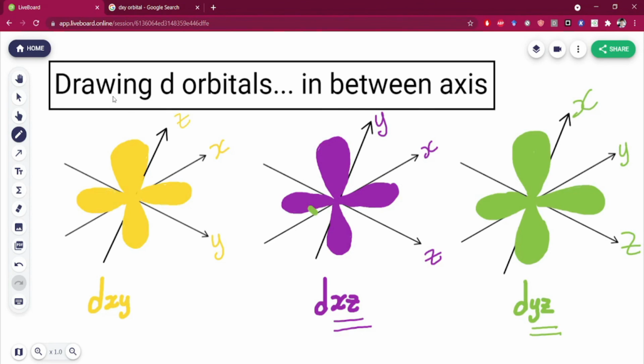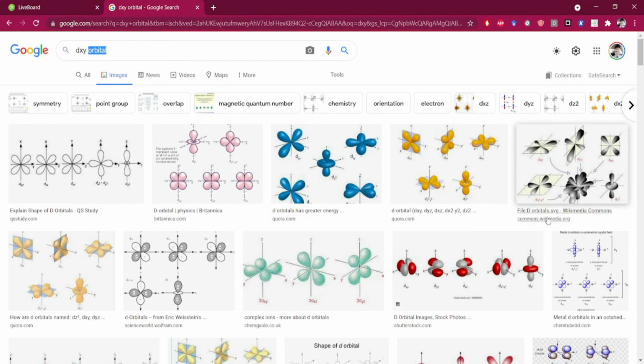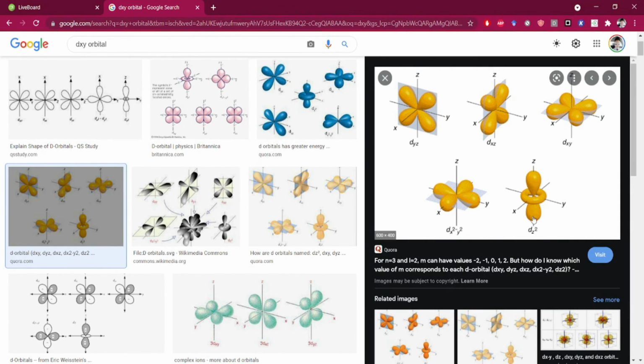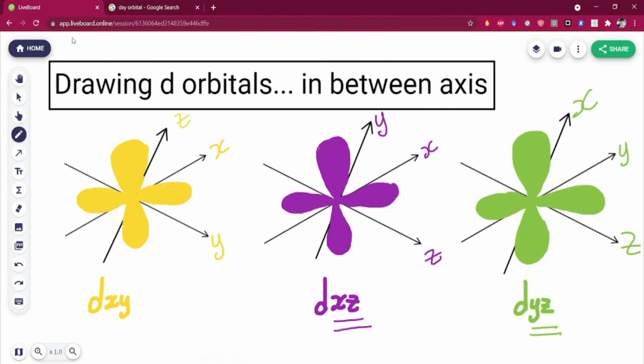Right here, we can have a look at examples from Google search. If you look at the pictures here, you can see the difference. For dz square, you have the lobes and the donut. Dx squared minus y squared is along the x-axis and along the y-axis. Dyz, you can have it along the yz axis, and the x-axis is going through there. You can see that for xz, the lobes are between the xz axis and the y orbital is going through right here. And dxy, you can see these are between the x and y axes and you have the z orbital going outside. If you can draw 3D like this, that would be quite awesome. But if you do it 2D like this, it should be fine in exams.